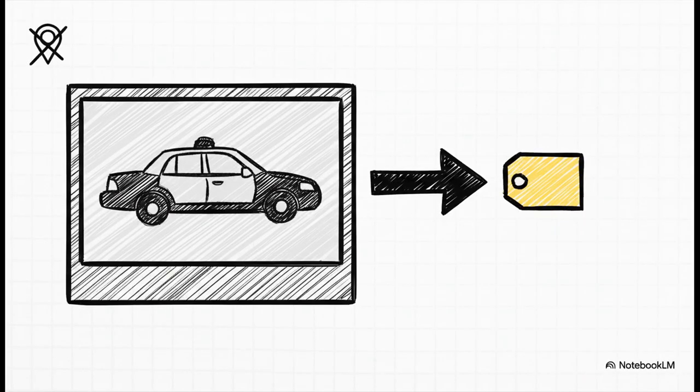So take a look at this. An image classification model looks at this entire picture and just slaps a single label on it, emergency vehicle. And hey, it's not wrong. But that's all it gives you. It's just the what. It has absolutely no idea where that vehicle is in the frame, which you can imagine is kind of crucial information for something like a self-driving car or a smart traffic system.